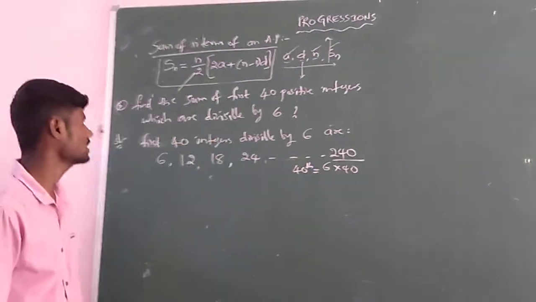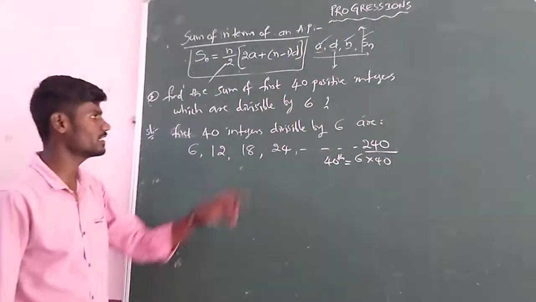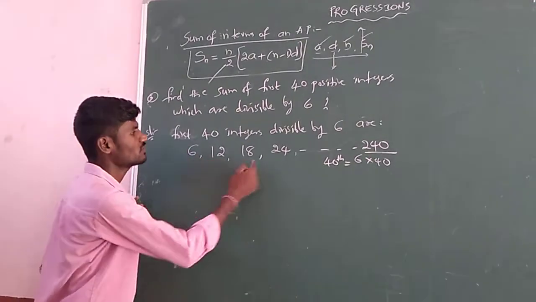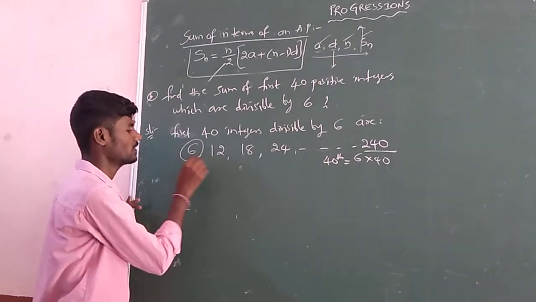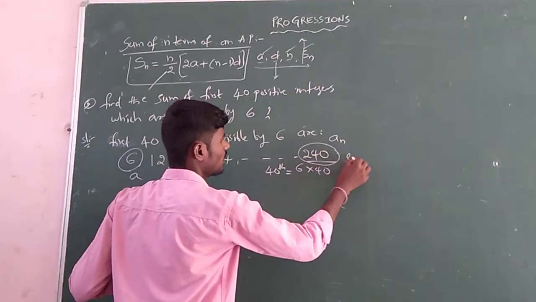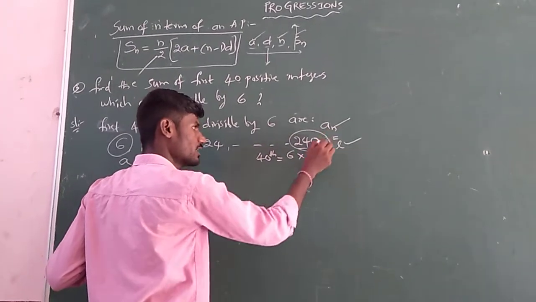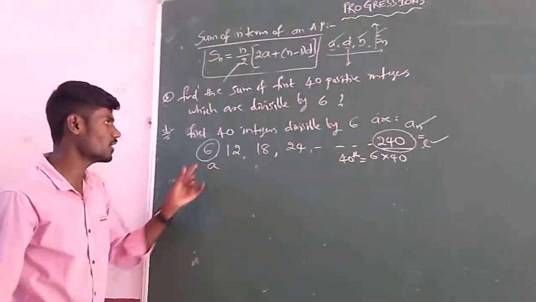Now what are they asking? Sum of first 40 positive integers. And in this sequence we know the first term. What is that? a. And the last term we know. We denote it with either an or l. l is nothing but the last term, or nth term also. Okay?